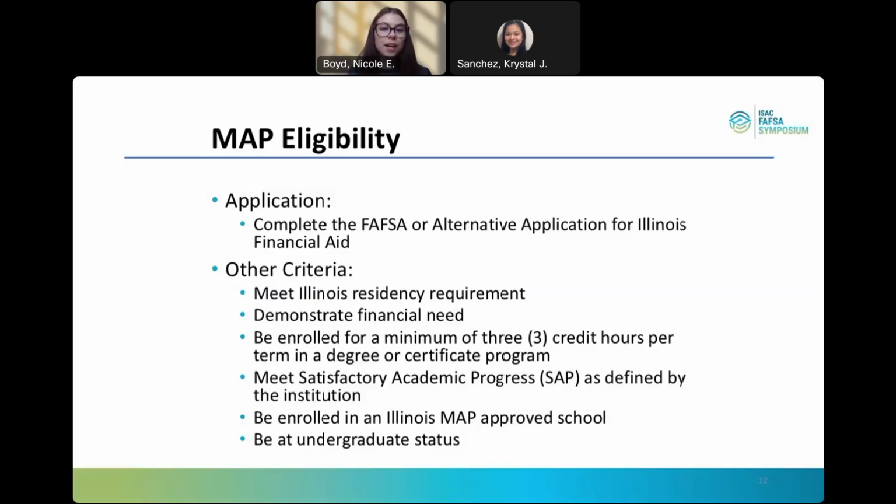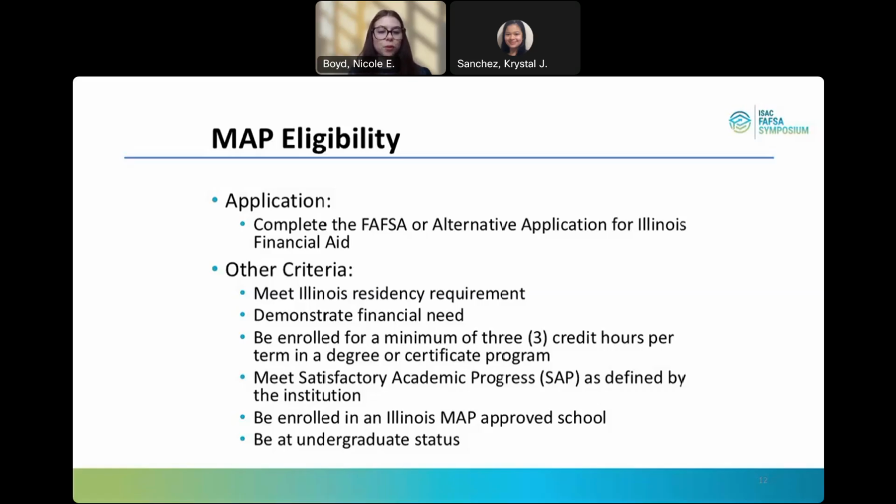So now let's take a look at the MAP eligibility. The application to apply to be considered for the MAP grant is either the FAFSA or the alternative application for Illinois financial aid. As I mentioned, undocumented students are not eligible to receive the Pell Grant, so they technically could fill out a FAFSA, but it would not benefit them to do so. Other criteria for the MAP grant are to meet that Illinois residency requirement. You also have to demonstrate financial need.